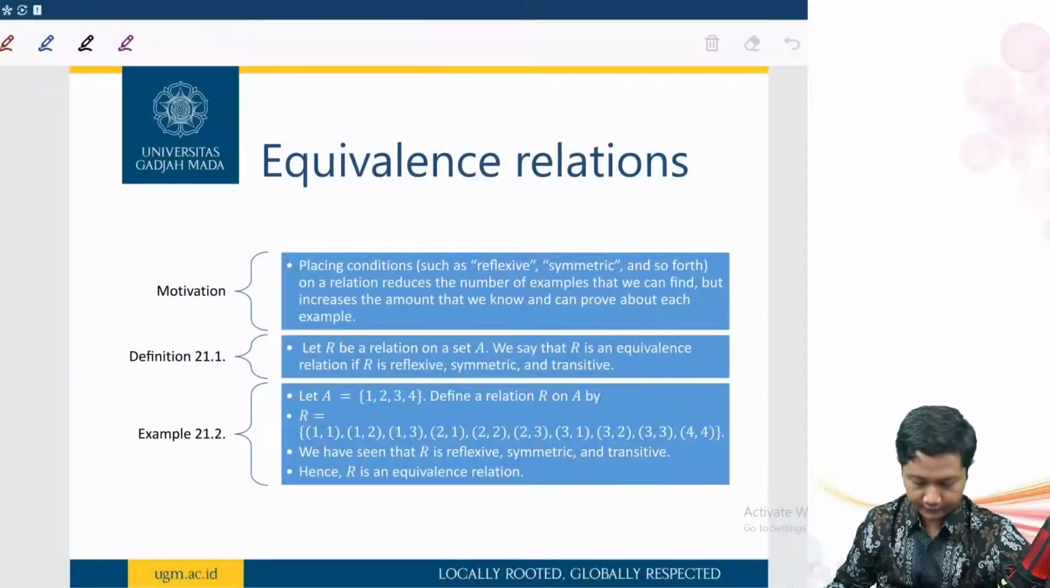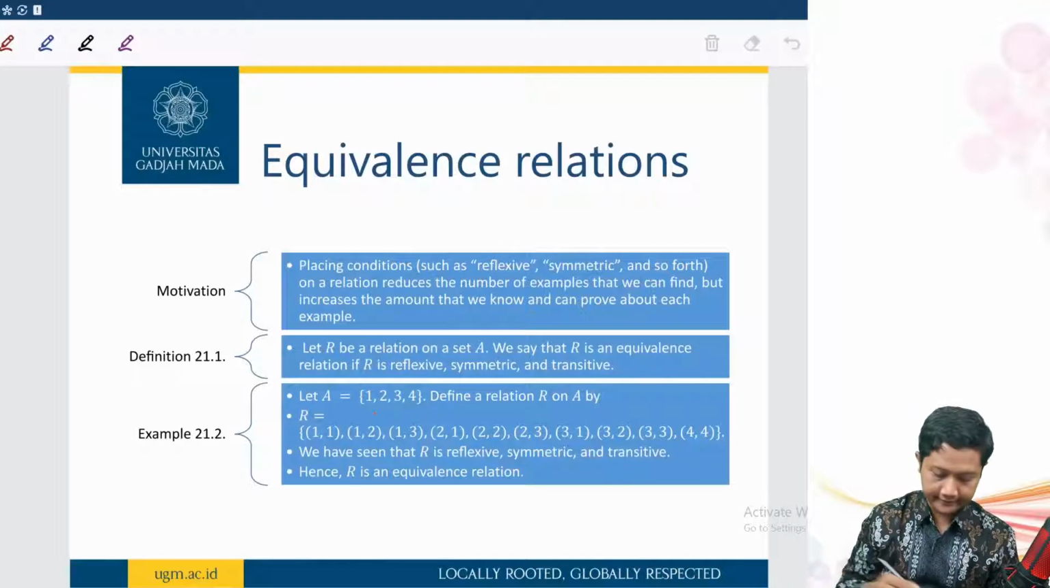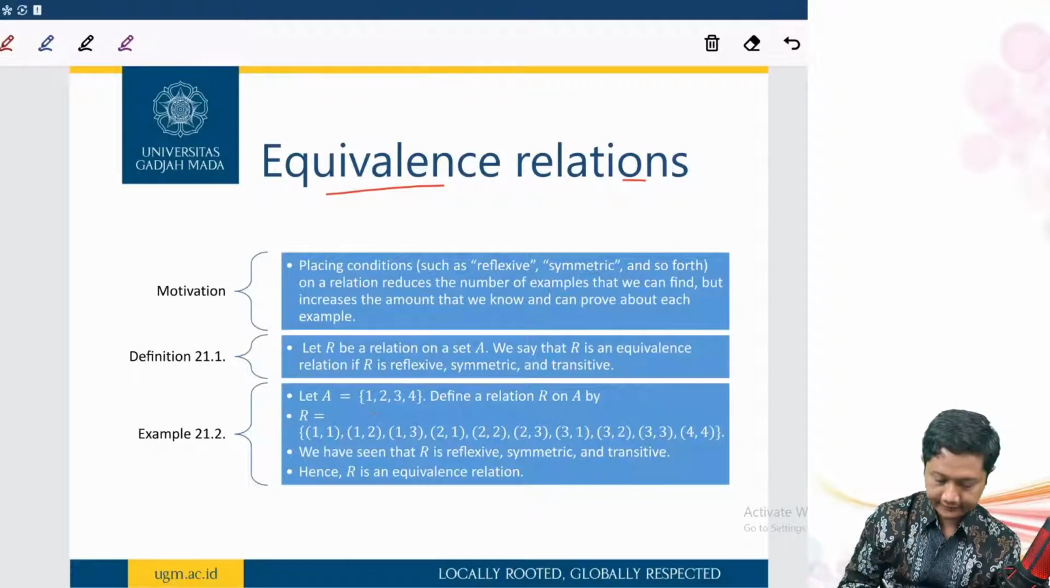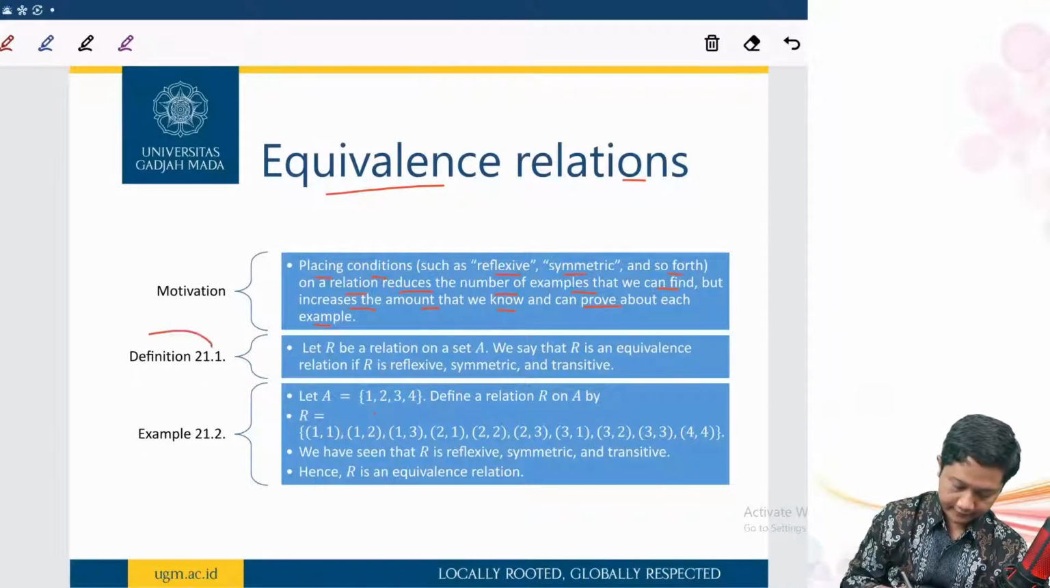In this video, we will discuss equivalence relations. Okay, so why do we need to see equivalence relations? Because when we place some conditions, such as reflexive, symmetric, and also transitive, on a relation, we reduce the number of examples that we can find, but we increase the amount that we can prove about each example.